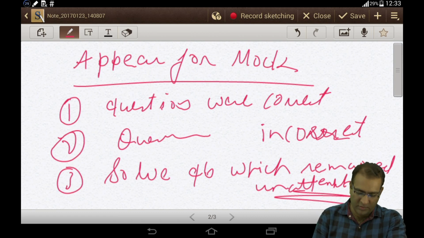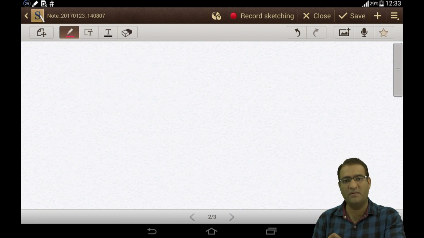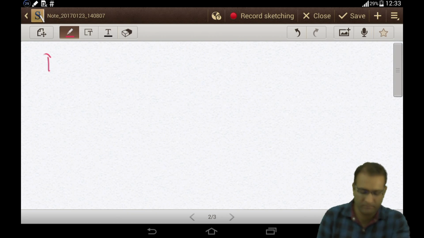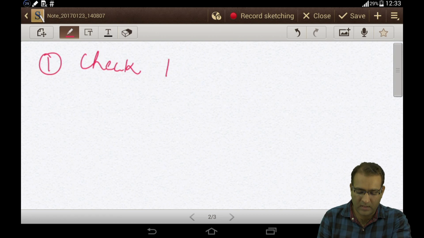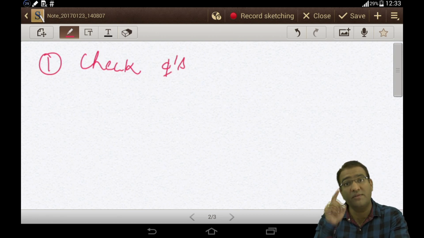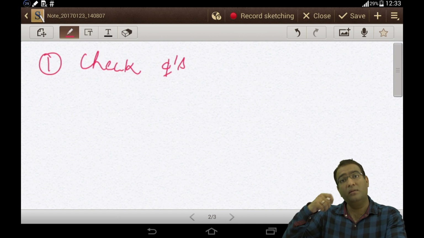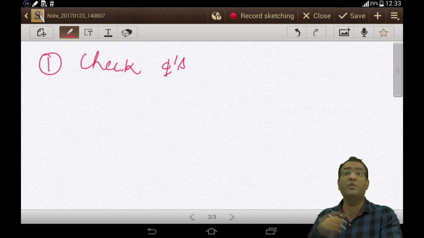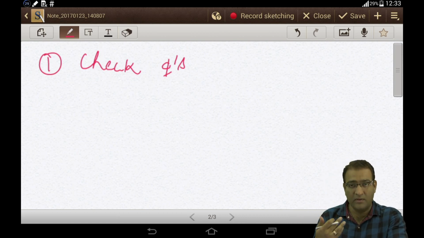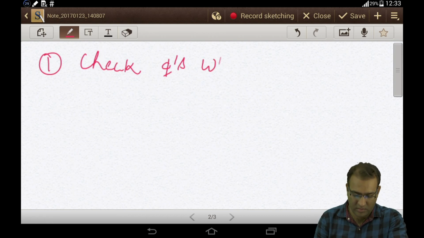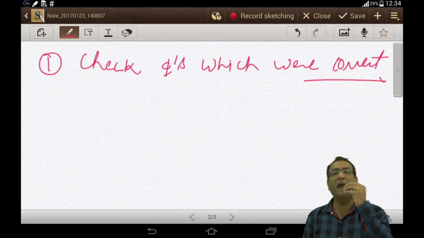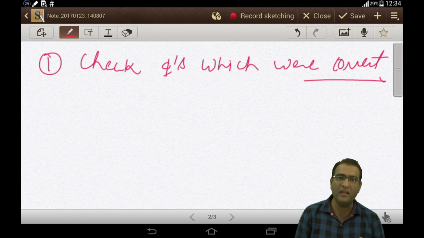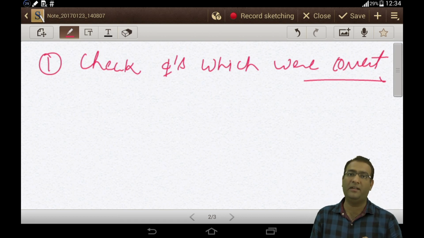In reality, how should you analyze these tests is this way. Number one, first thing, check questions which were correct. Check the questions whose answers you were able to give correctly, right? The answers from your side were correct. When I say questions which were correct, it means the questions whose answers were correct from your side.